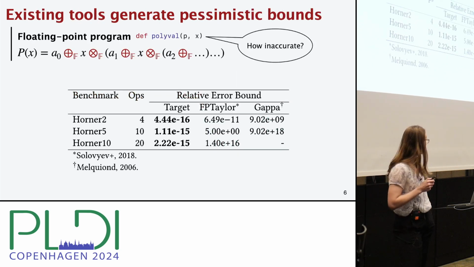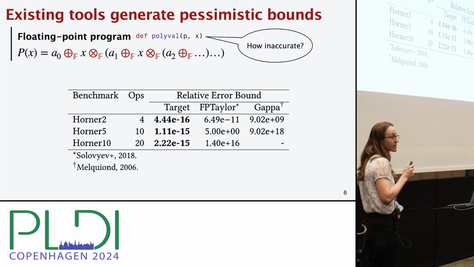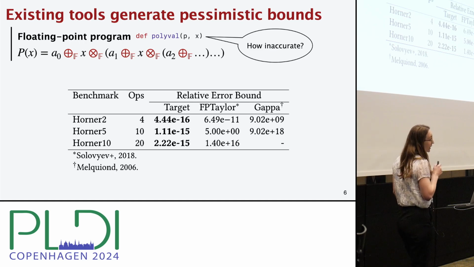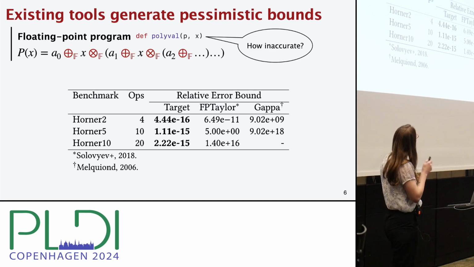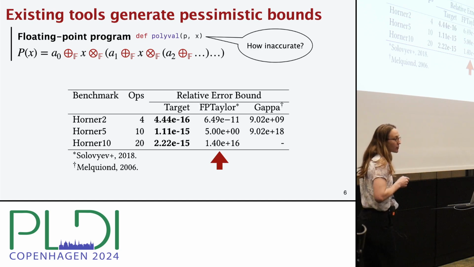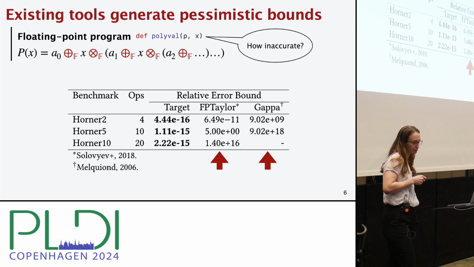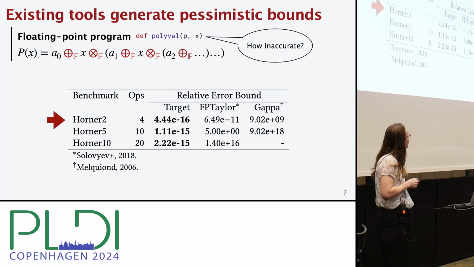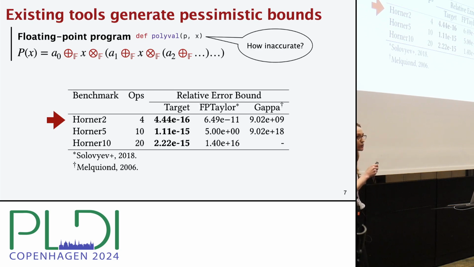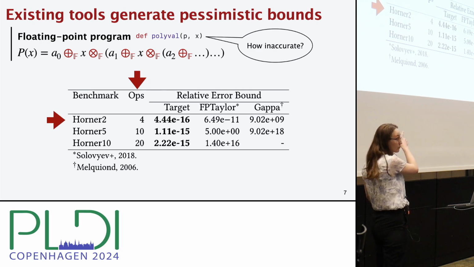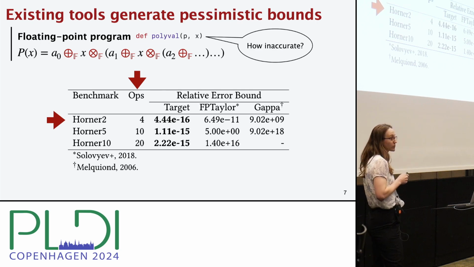Now, if I were to turn to the literature to try and answer this question, I would immediately run into our original problem statement, that existing tools tend to generate pessimistic relative error bounds. In this table, I have the relative error bounds listed from two tools from the literature, FPTaylor due to Solovyev in 2018, and Gappa due to Melquiond in 2006. We're looking here at benchmarks of Horner's scheme applied to polynomials of increasingly high degree. So Horner2 is Horner's scheme applied to a second order polynomial. There are only 4 floating point operations. That's what that second column shows there.